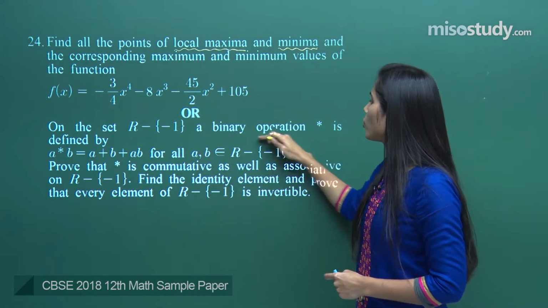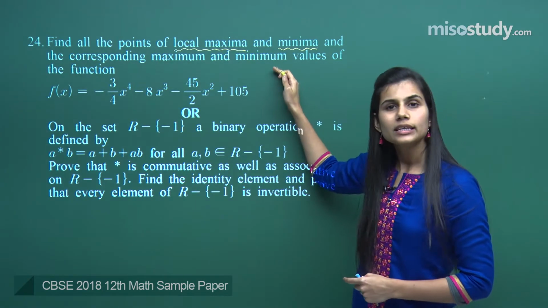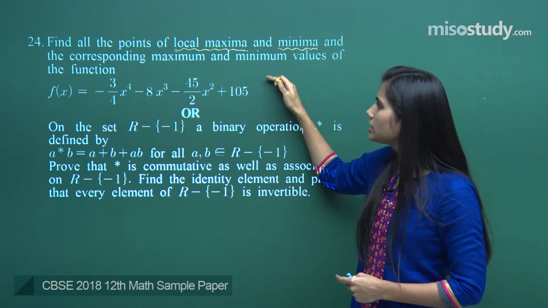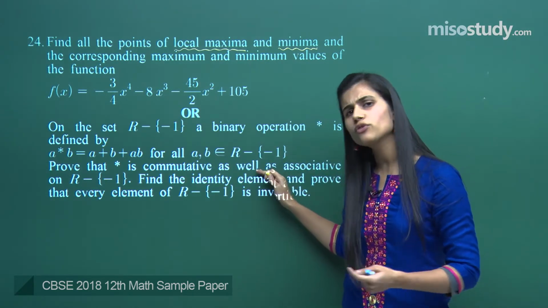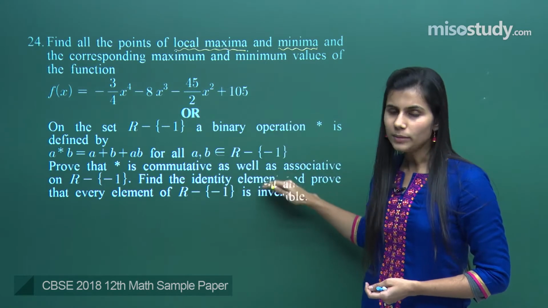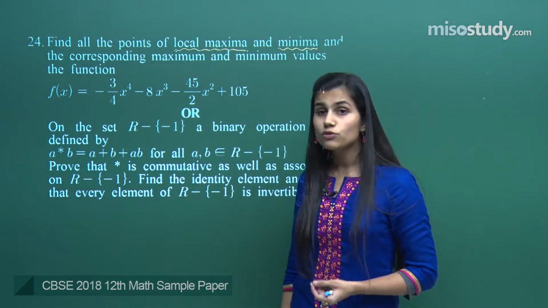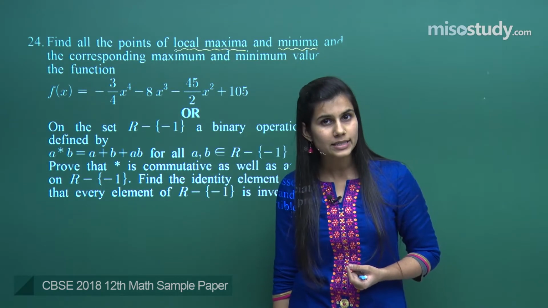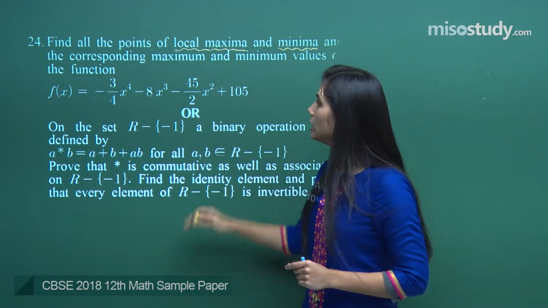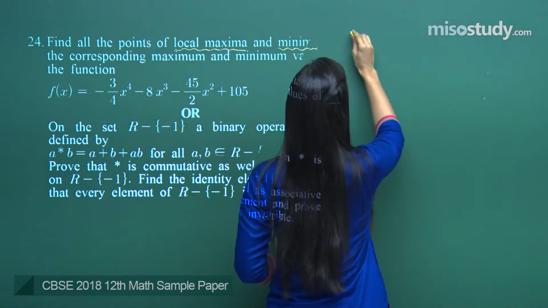Alternatively, a question on binary operation is given to you. So obviously you have to attempt either this or this, whichever you feel comfortable with, and therefore we will be discussing both the questions one by one. The first question is asking you to find the points of local maxima and local minima of this particular function. So let's write the function.